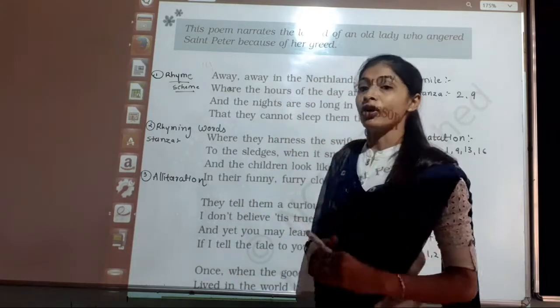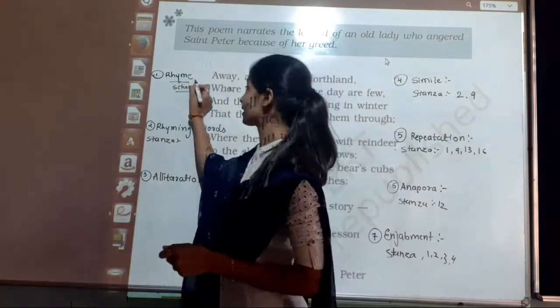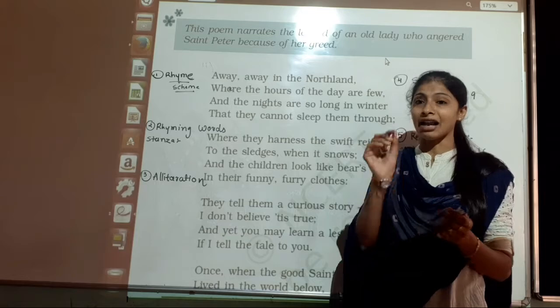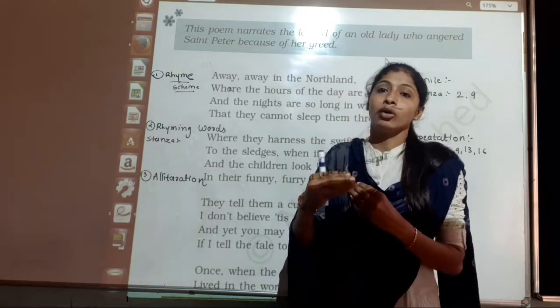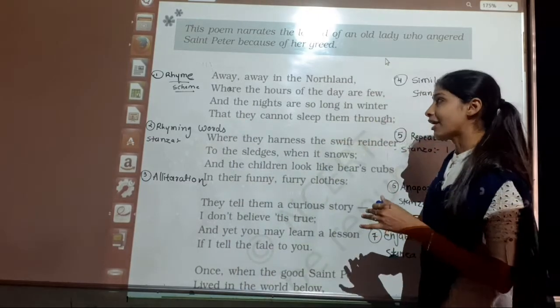First of all, what we have to find in this poem is the rhyme scheme. Right? Rhyme scheme means what here? We have to assign alphabet letters from the first to the last. It depends on the pronunciation of the last word of every line of every stanza.